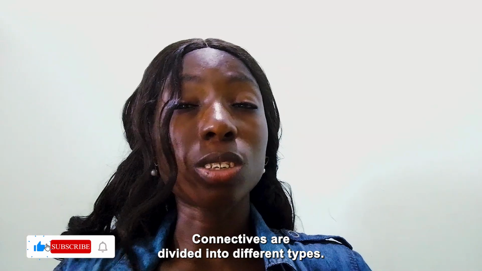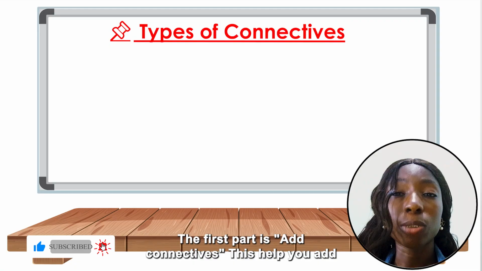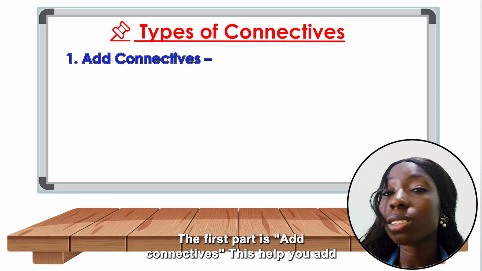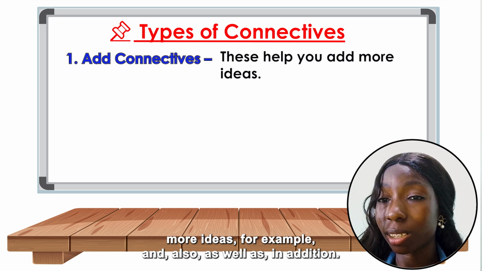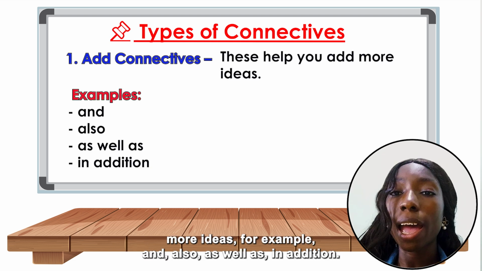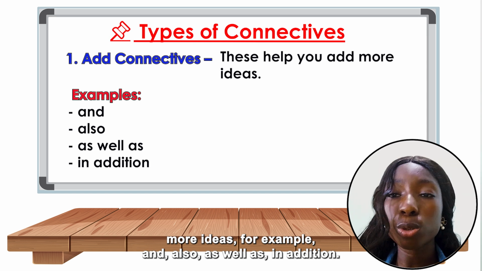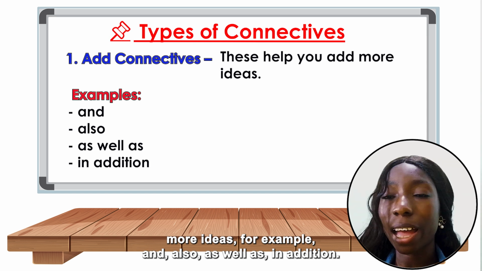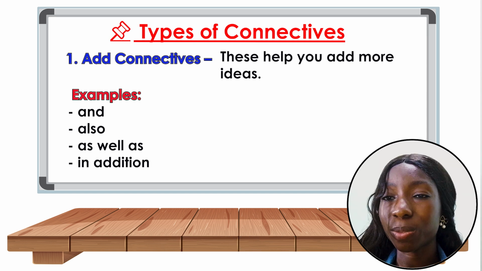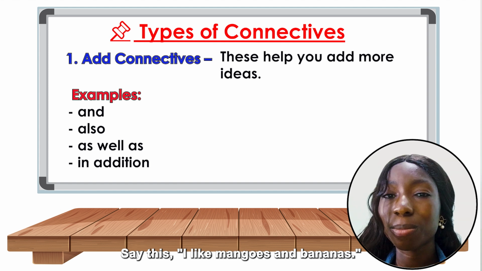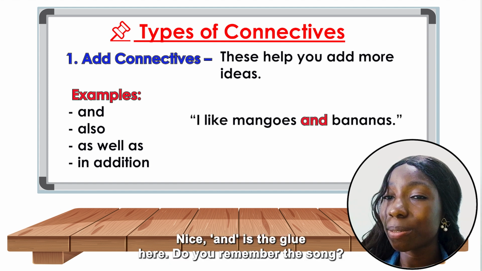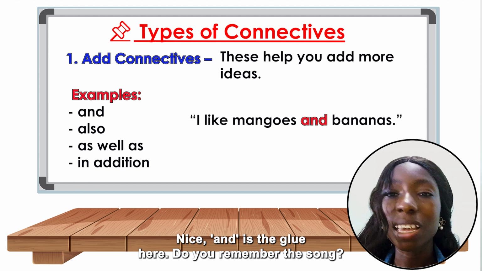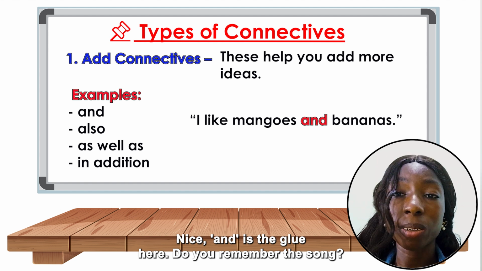Connectives are divided into different types. The first type is add connectives. These help you add more ideas. For example: and, also, as well as, in addition. Say this: I like mangoes and bananas. Nice, "and" is the glue here.